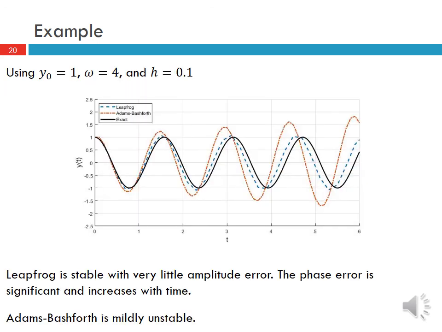So this shows the result for y_0 equals 1, omega equals 4, and h is equal to 0.1. You can see the black line is the exact solution, the blue dashed line is the leapfrog, and the orange dashed line is Adams-Bashforth. So the leapfrog is stable, and has very little amplitude error. The phase error is significant and increases with time, as you can see. The Adams-Bashforth method, shown in orange, is mildly unstable. And so the amplitude and the phase error both increase with time.